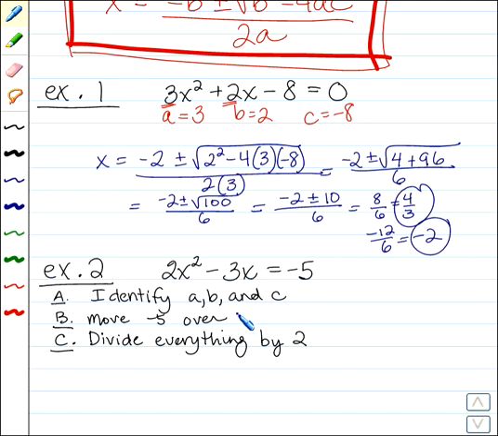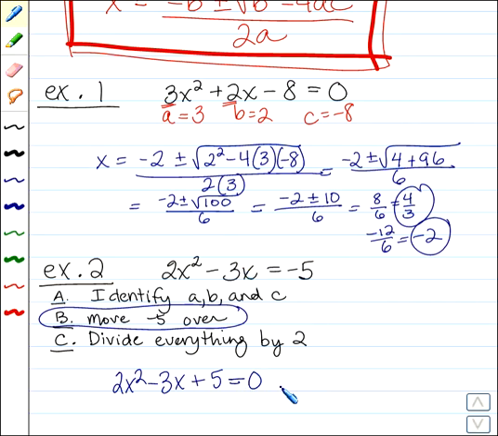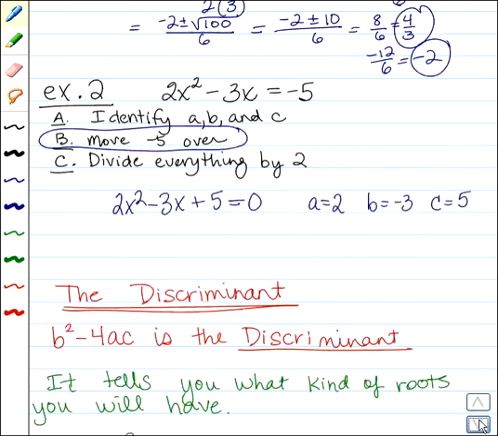Okay, our first step is going to be to move that negative 5 over. So we want to get it to be 2x squared minus 3x plus 5 equals 0. So I just move the negative 5 over, so it now equals 0. Now I can find out what a is. a is 2, b is negative 3, and c is positive 5. And now we can plug it all into our quadratic formula and solve.